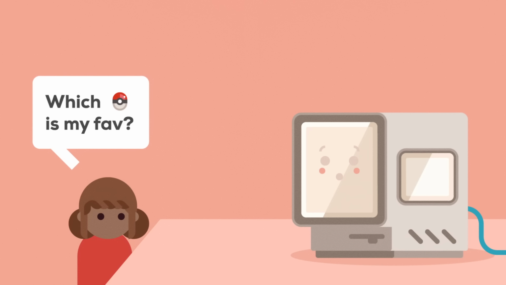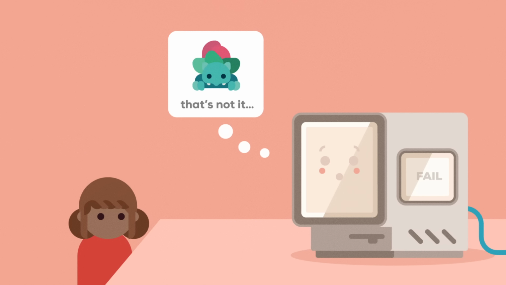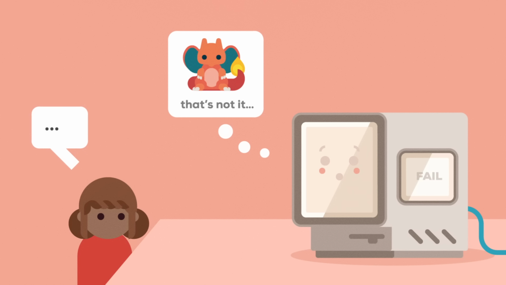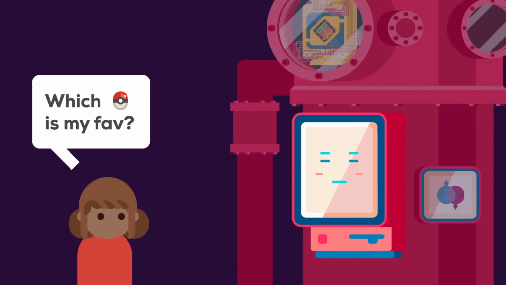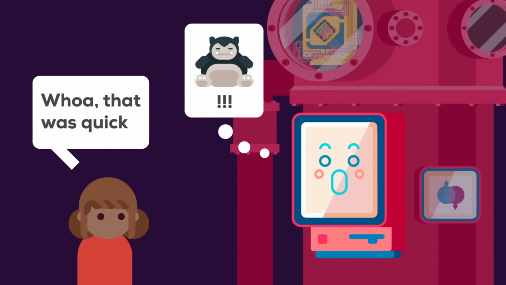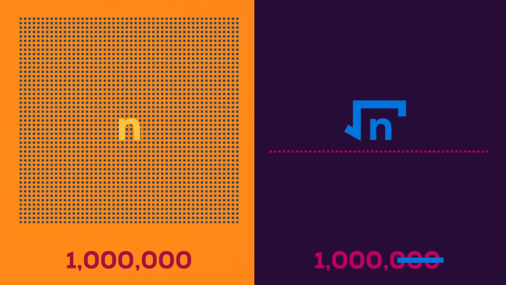One of them is database searching. To find something in a database, a normal computer may have to test every single one of its entries. Quantum algorithms need only the square root of that time, which for large databases is a huge difference.